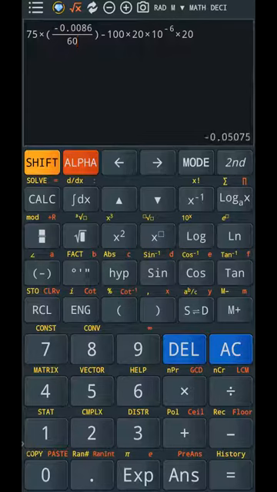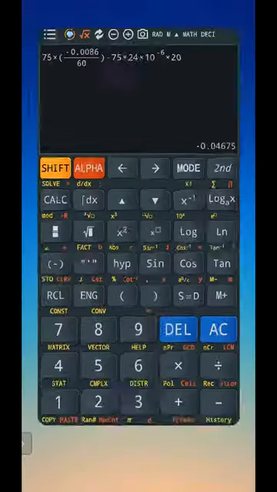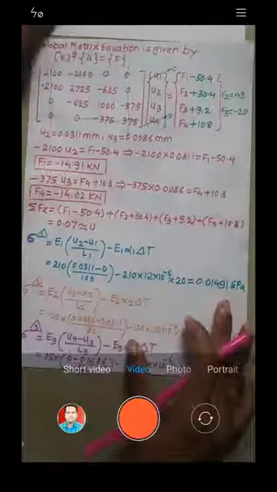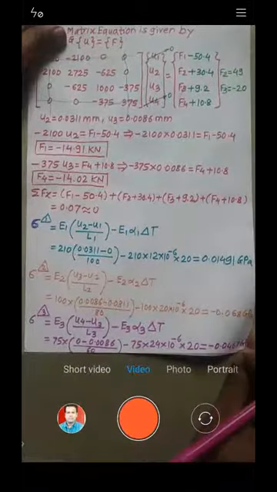Third one, just check it. All of you just do the calculation. I'm getting again a minus value, minus 0.0467 gigapascal. Okay, so is that okay, all of you? If there is any doubt, you just let me know. Otherwise, you can move to the next lecture.